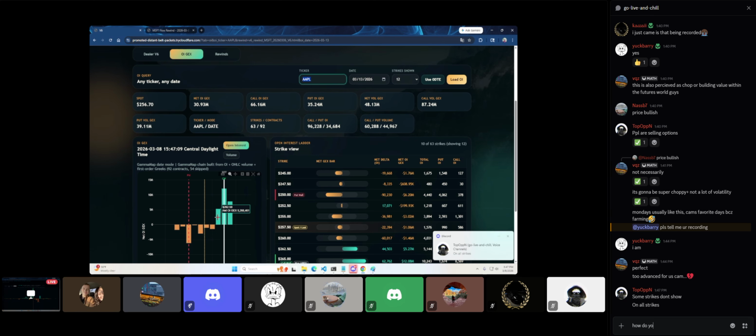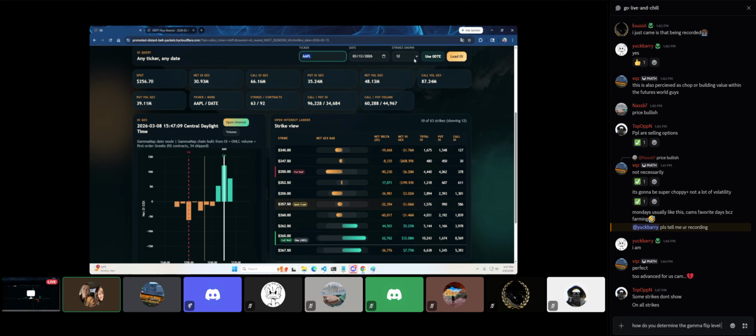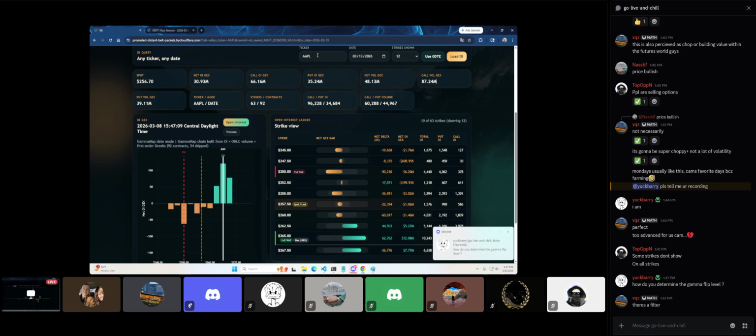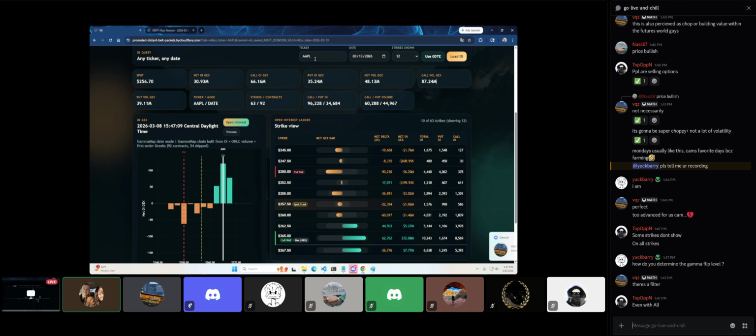You have to increase it. So the gamma flip level, there's an algorithm to that. I could put that in here, but it's just typically where you go from negative to positive gamma. So you just look at it visually. This is the gamma flip level right here. Just this whole area right here where it changes from this region to this region.